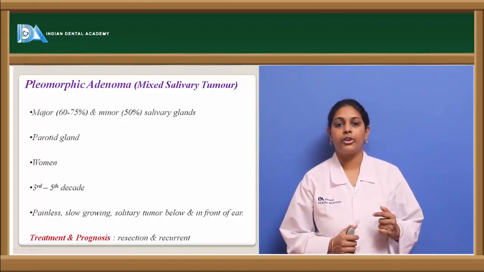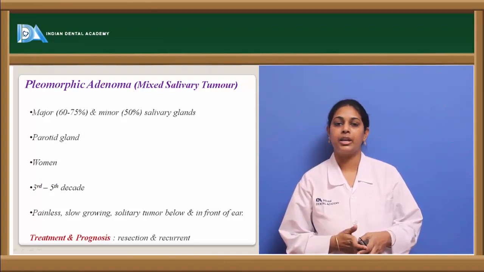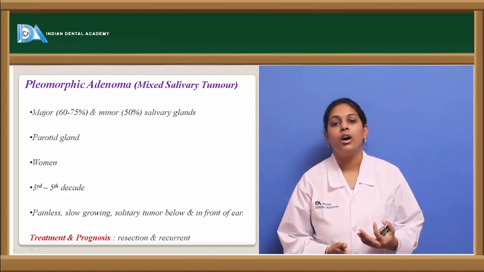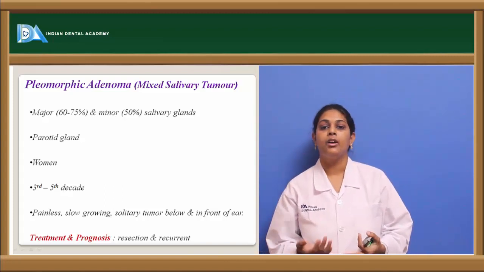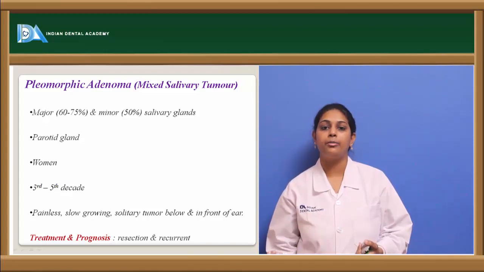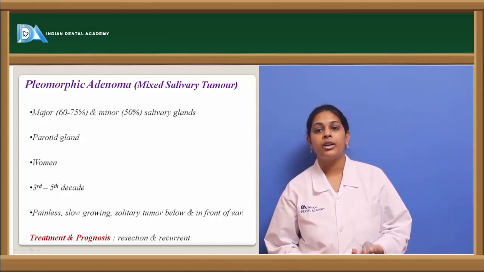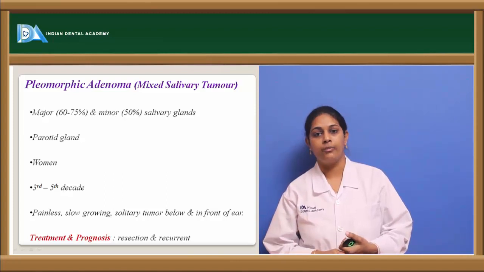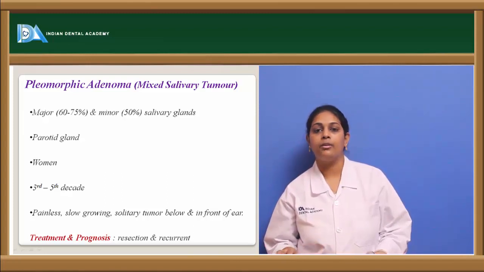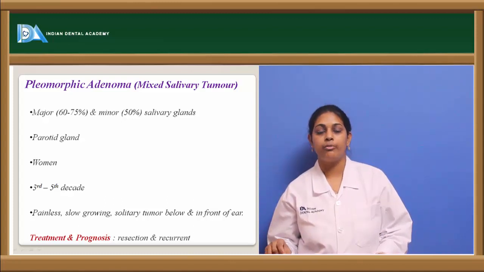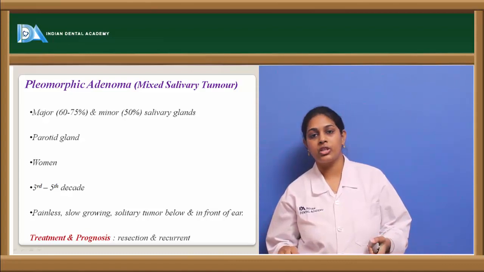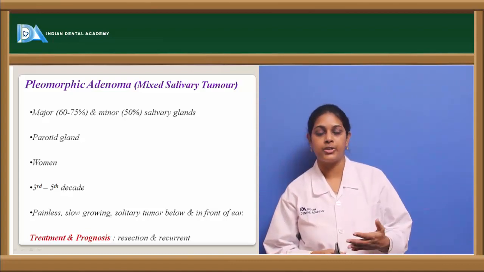Coming to pleomorphic adenoma, which is a mixed type of salivary gland tumor. It is a benign tumor, and most commonly it affects the major salivary glands, most commonly the parotid gland, followed by the submandibular and sublingual glands. Of pleomorphic adenomas, 60 to 75% occur in major salivary glands, whereas up to 50% occur among minor salivary gland tumors.